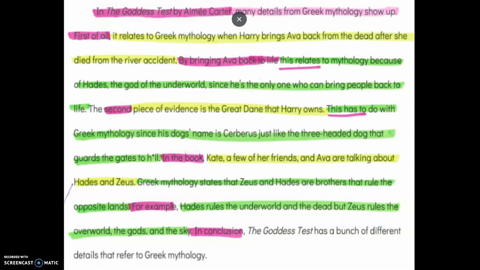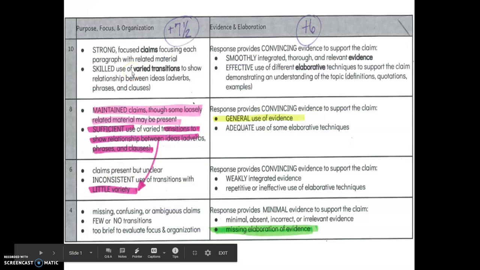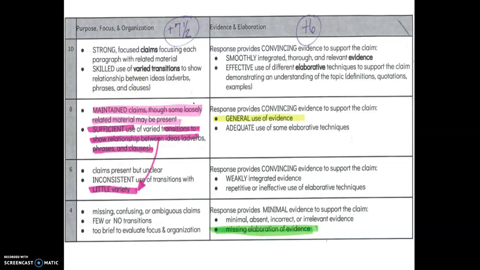I was looking for at least one at the beginning, one in front of each of your yellows to introduce each piece of evidence, and one introducing your concluding statement. So if you did that, and you had quite a bit of variety with them, so they weren't all first, next, then, also, finally, they weren't all one word, you would have gotten a 10. Most people got something that looked like this.